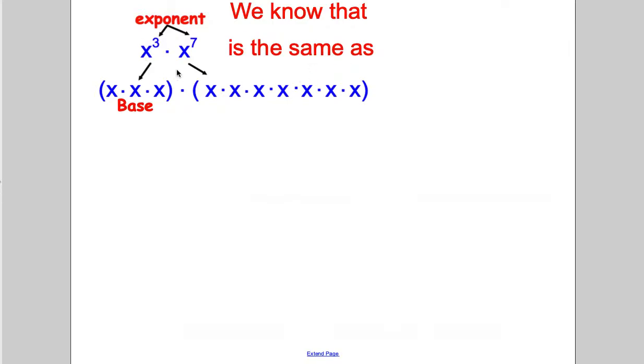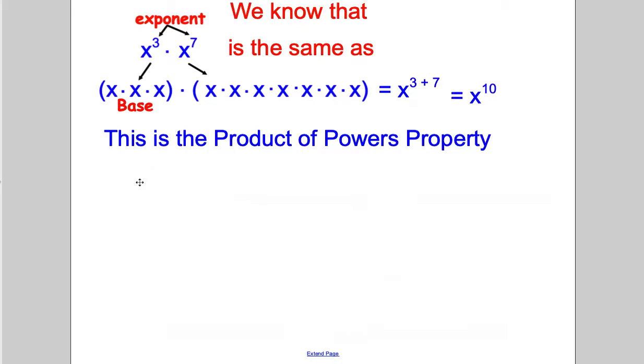If I wanted to rewrite this and simplify it, I could simply write the x raised to those two powers added together, meaning x to the 10th power. So with the same base, all I have to do is add up my exponents and I can simplify that expression. Okay, this is the product of powers property, and we learned this in 8.2.